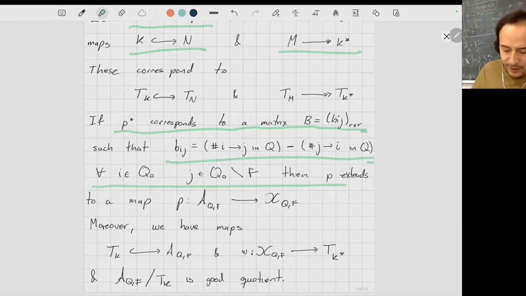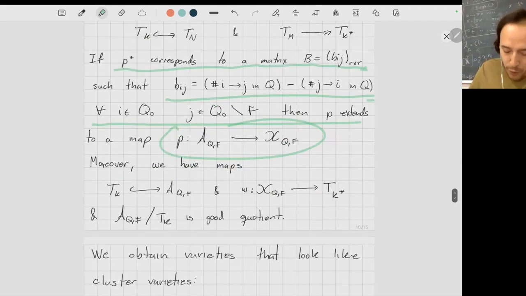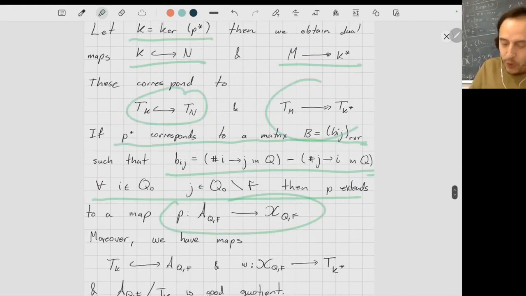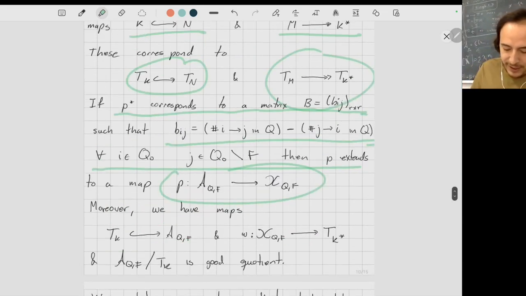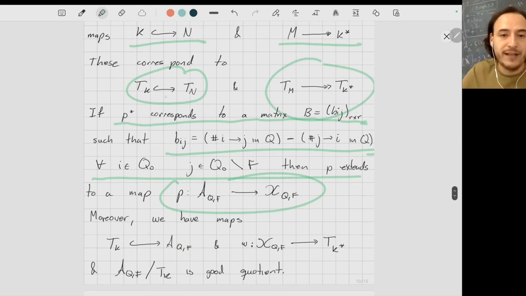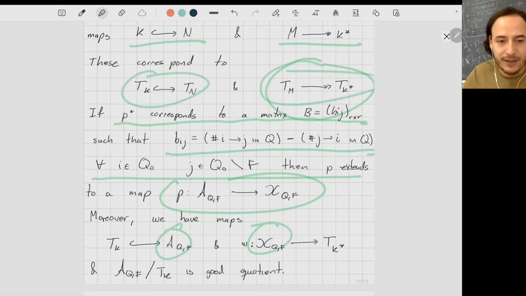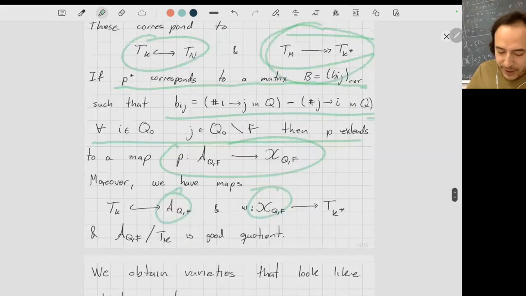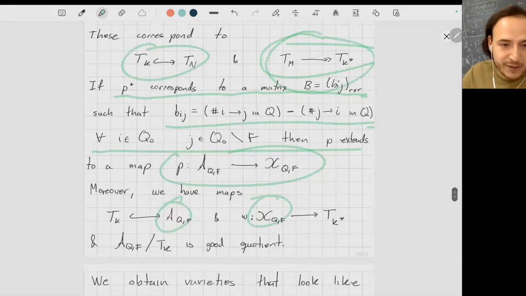This is what I'm telling you here. Then this monomial map extends to a globally defined map. Moreover, these maps also extend to the whole cluster variety. Somehow the gluing of the atlas of these varieties can be done relative to these maps. This kind of map is what Fock and Goncharov call cluster ensemble maps, for example.